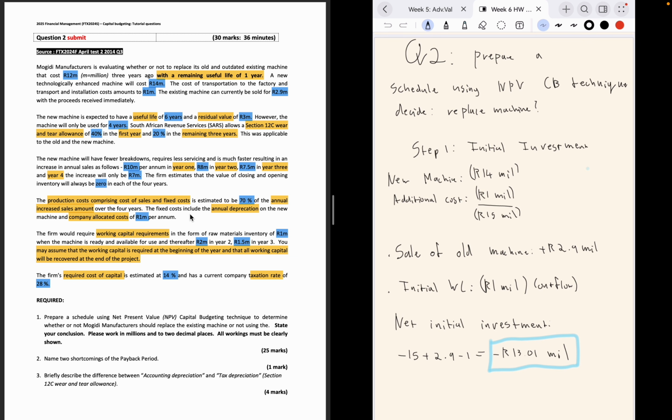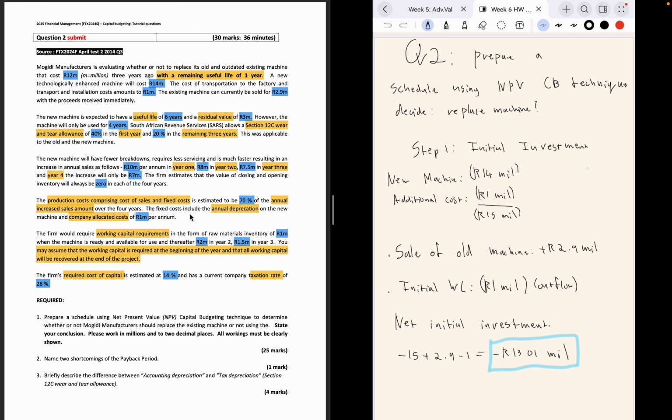So similar to the previous one, what's our initial investment? The new machine costs us 14 million. The old one cost 12 million. The new one costs us 14 million, and the additional cost of transportation and installation is 1 million. So it costs us 15 million to have the machine in the factory. The sale of the old machine, if we embark on this project, gives us 2.9 million. The initial working capital that we require for this is 1 million.